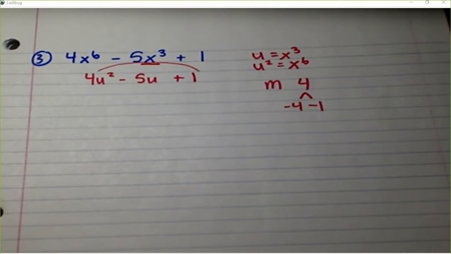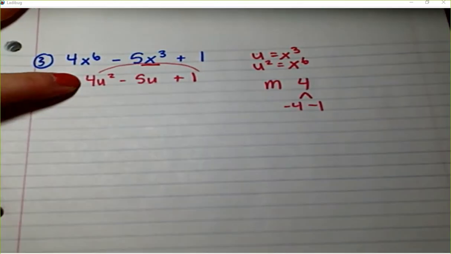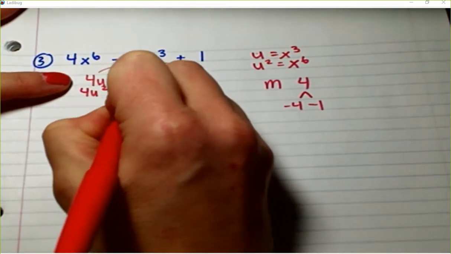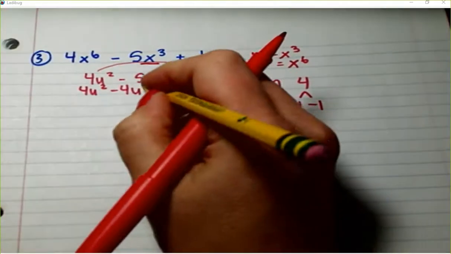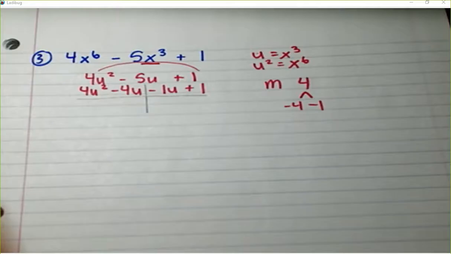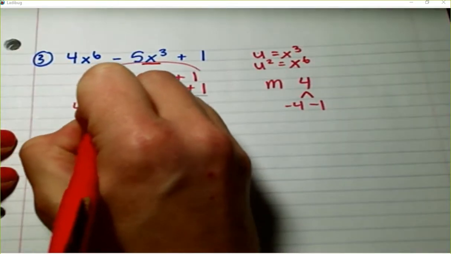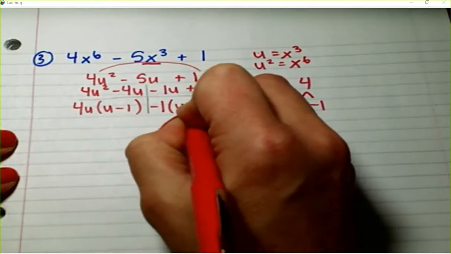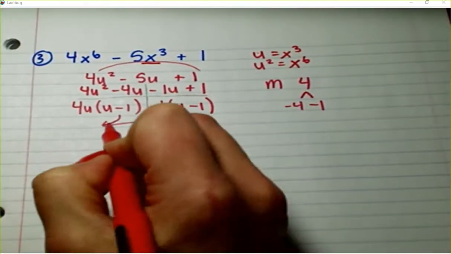I'm going to show the grouping because from what I've seen, a lot of people forgot this part. But when you've got that number in front, you have to make sure that your FOIL actually works. So 4u squared minus 4u minus 1u plus 1. The GCF is a 4u, u minus 1. GCF is the negative. Watch those signs. Okay. Common factor comes out.